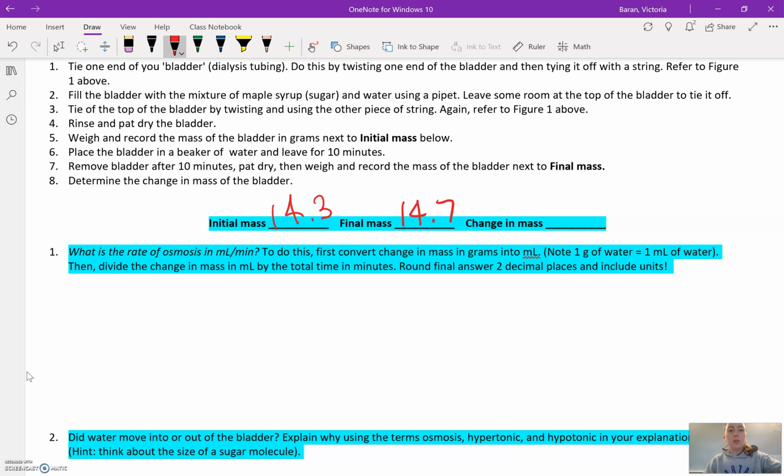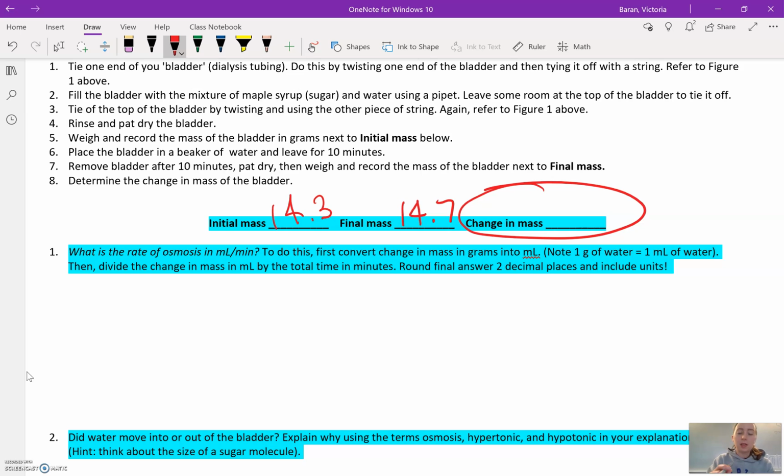So what you're going to have to do mathematically is calculate the change in mass, which is the difference between these two. So final, 14.7, minus initial, 14.3. That's going to be your change in mass. Then to calculate the rate of change, it says, what is the rate of osmosis? The purpose of this was to look at osmosis, the diffusion or movement of water across that cell membrane.